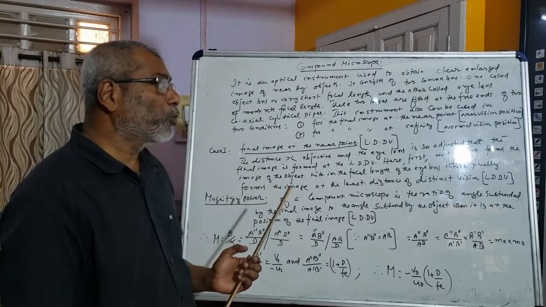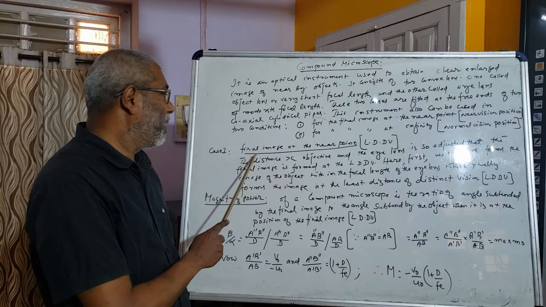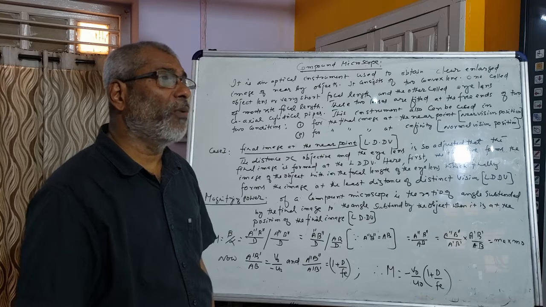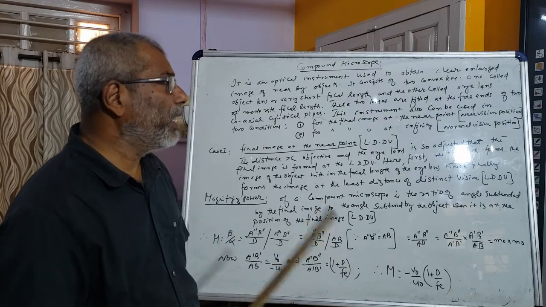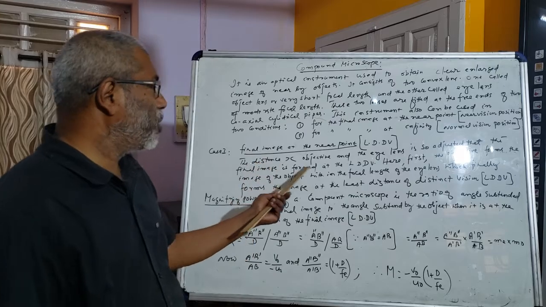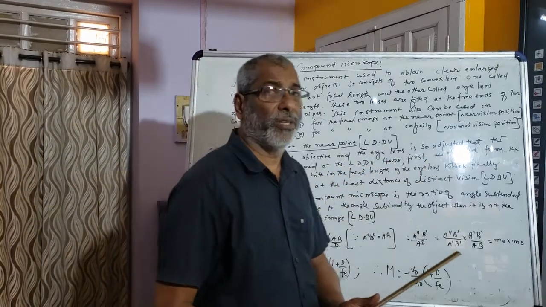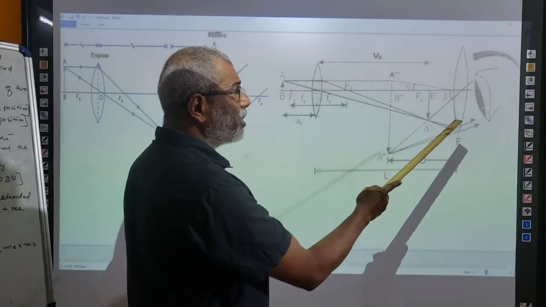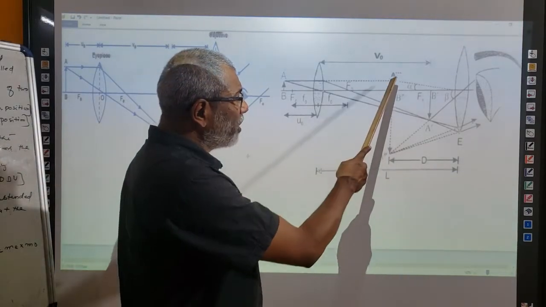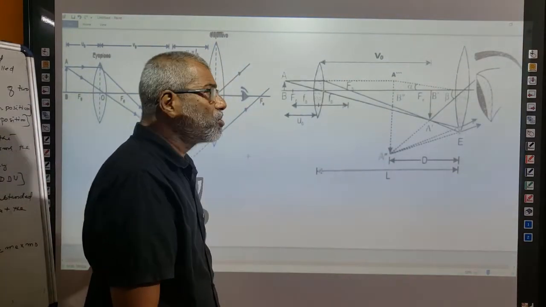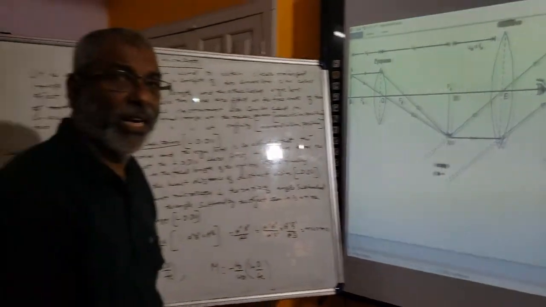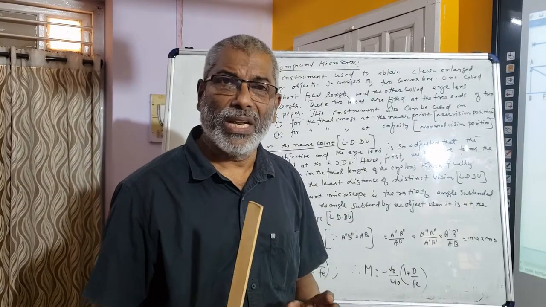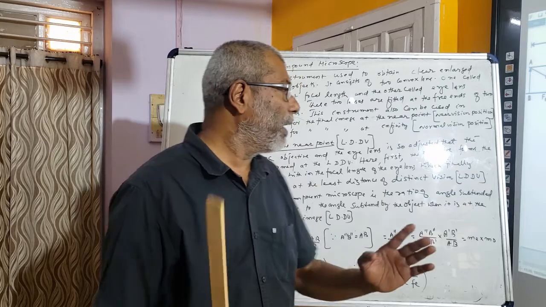Alright. Now I am explaining the first case, the final image at the near point. Near point means least distance of distinct vision. This is also called the near vision position. The distance between the object lens and the eye lens is so adjusted that the final image is formed at the least distance of distinct vision. So, in this case, what we have to do is adjust the positions of the two lenses. Which lenses? Objective lens and the eye lens.